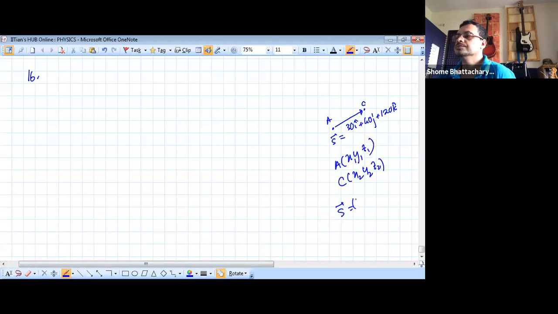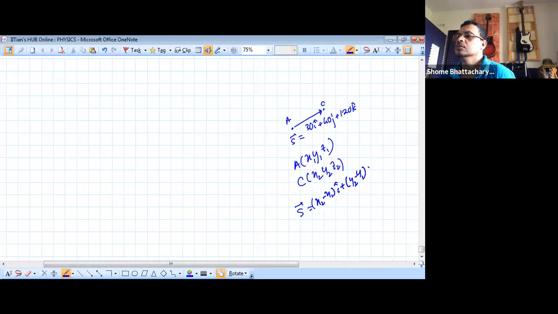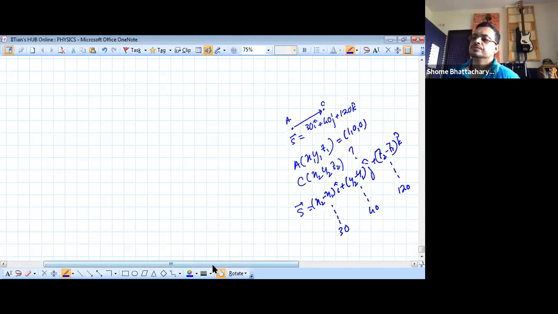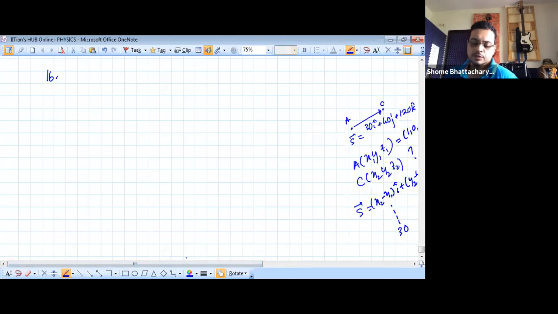So is this clear now? Got it now? So this x2 minus x1 is how much? It's 30. This is 40. And this was 1, 0, 0. So this we have to find out. That's what we are doing in that question.